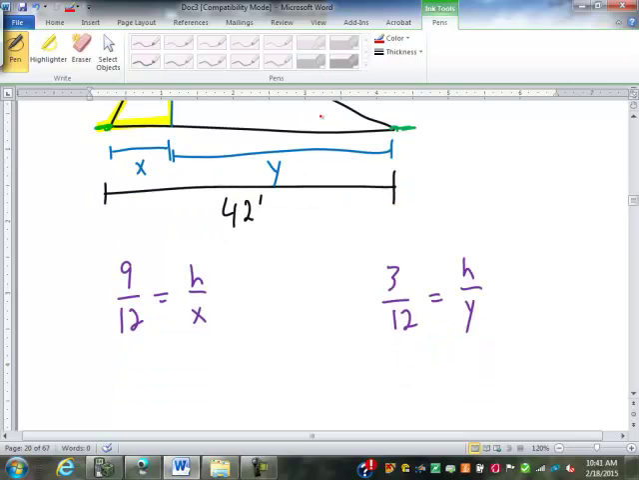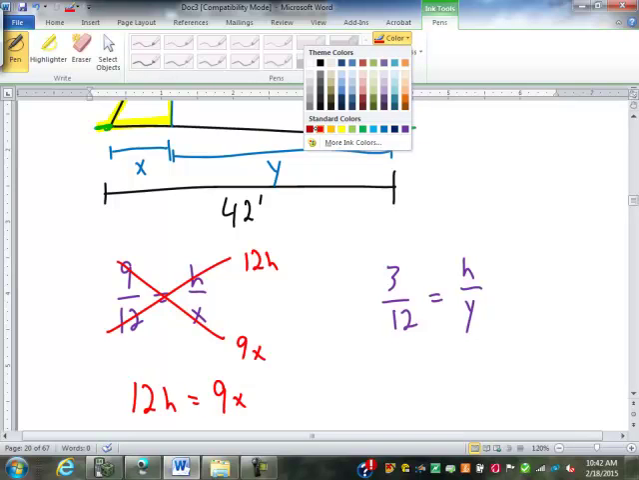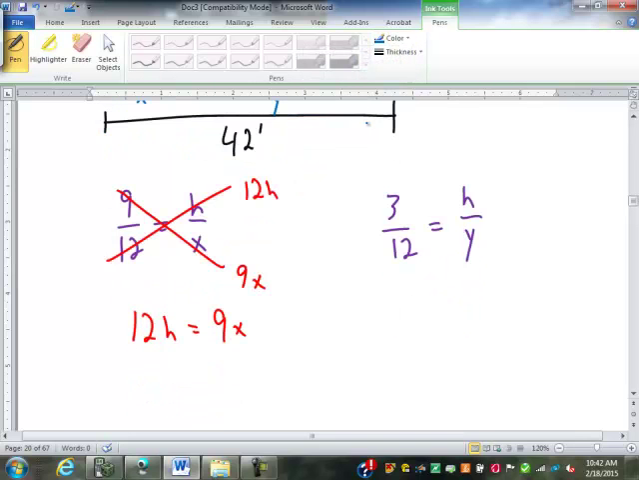On this side here, we got 9 times X, which is 9X, 12 times H. We're cross multiplying. We're putting the cross products equal to each other. So 12H equals 9X. We can solve for X by dividing by 9 to get 1 1/3 H equals X. Everybody see where that 1 1/3 H equals X came from?